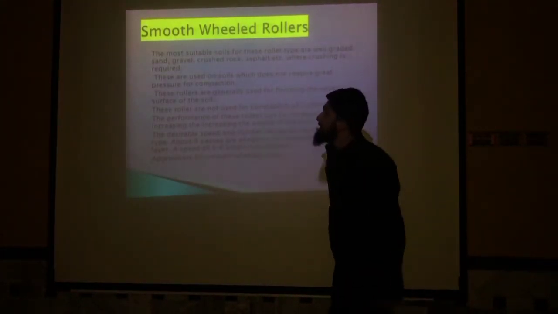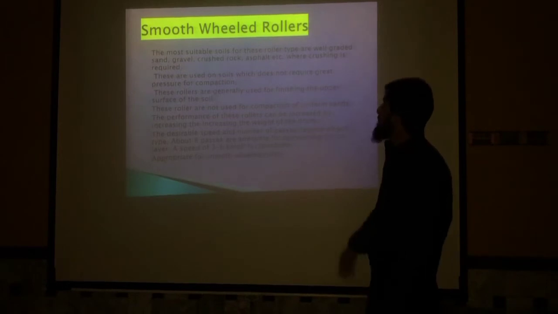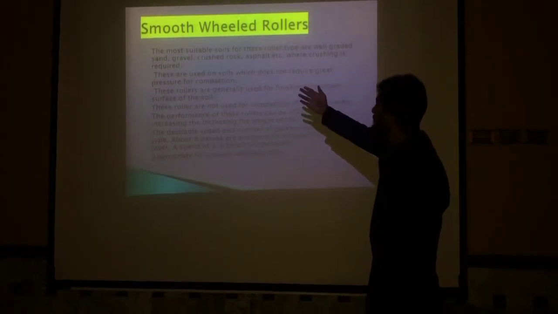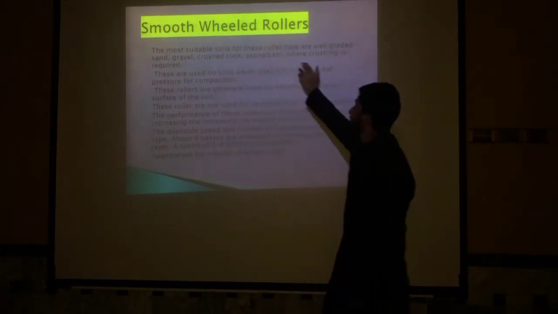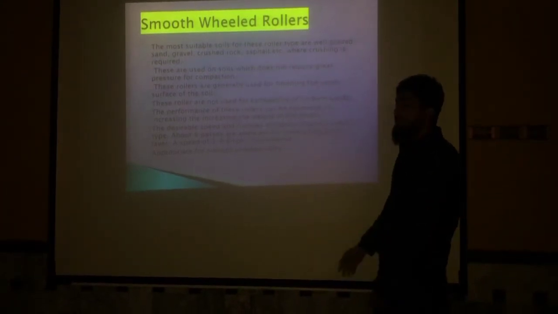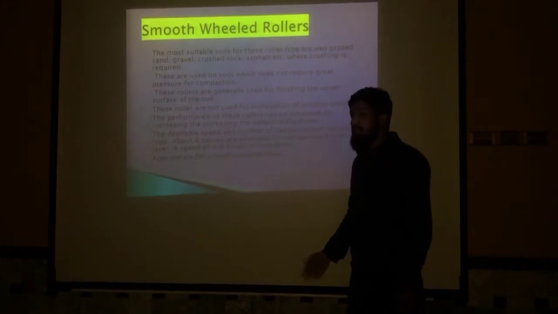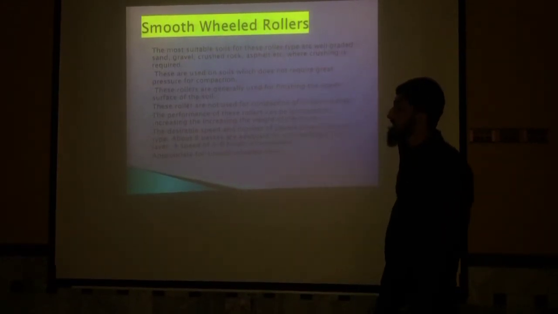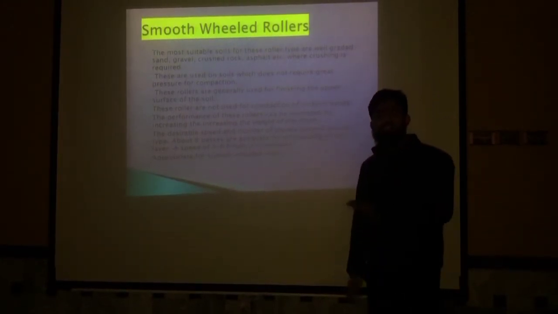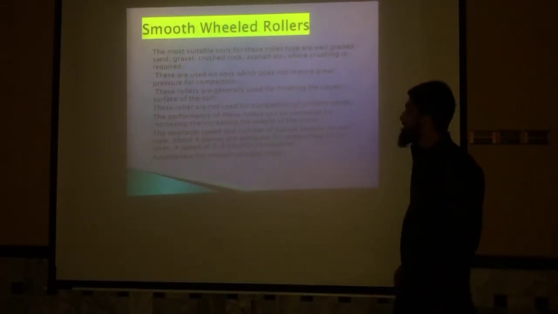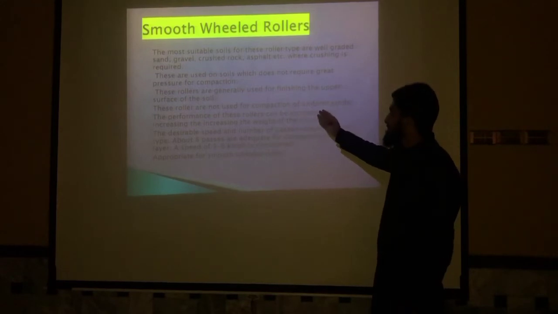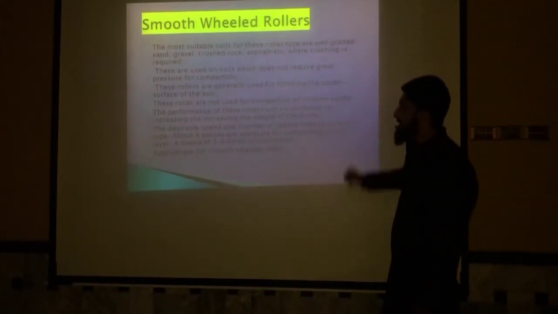Smooth wheel roller. This kind of roller is very useful for well-graded sand, gravel and crushed rock where crushing is required. We do not require a greater pressure, so we can use this kind of roller. These rollers are used just for finishing the soil properties and the layer of the soil. These rollers are not used for the compaction of uniform sand.